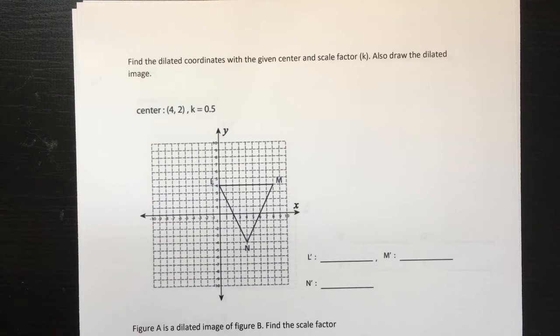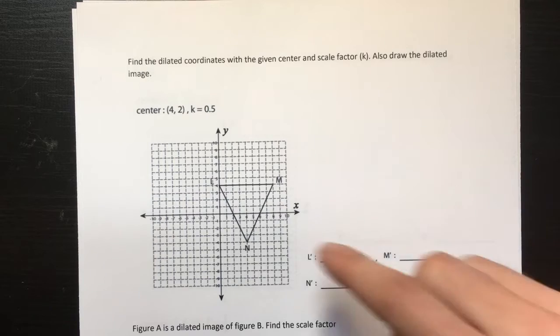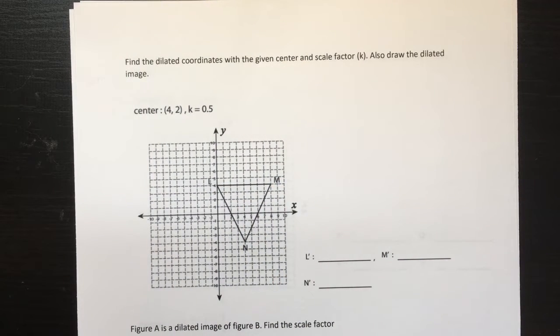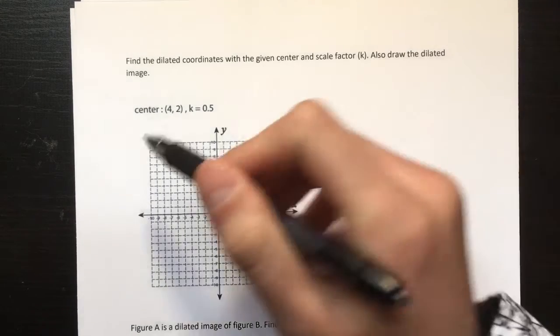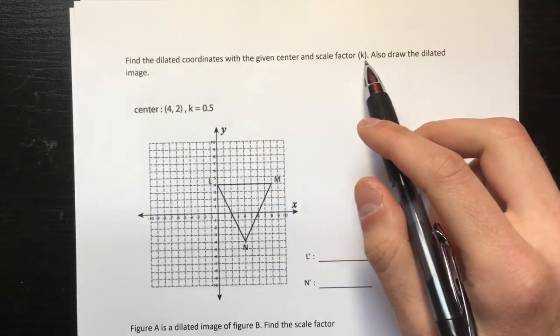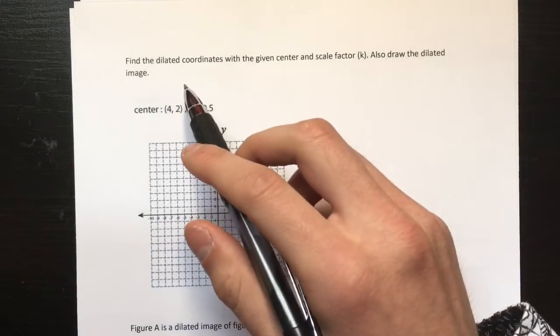Hello class, in the last video we looked at dilating points, and today we're going to be looking at dilating shapes, which is essentially the same thing, but instead of one point we have a collection of points such as L, M, and N. But essentially it's the same idea, same process. So let's start. Find the dilated coordinates with the given center and the scale factor k. Also draw the dilated image.